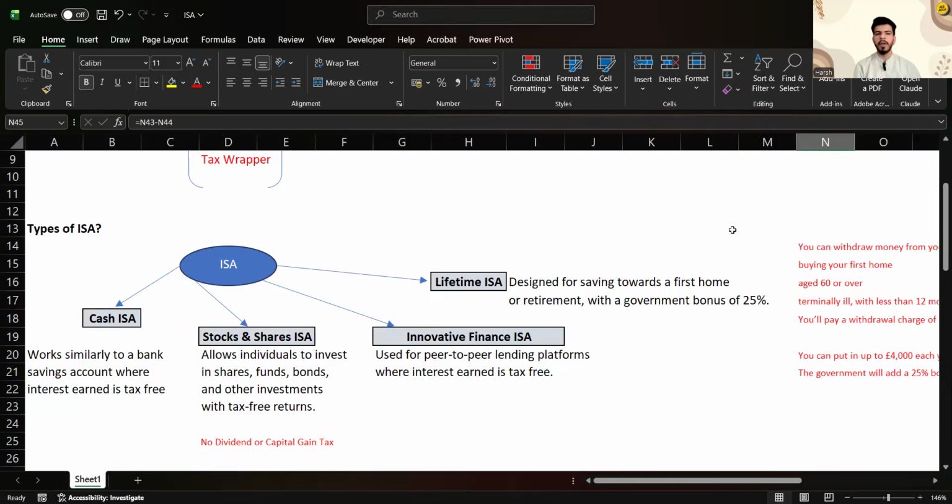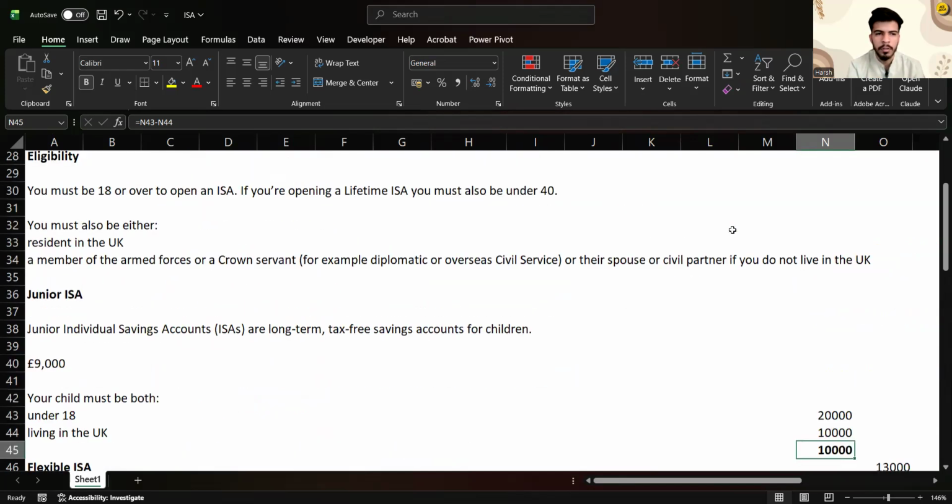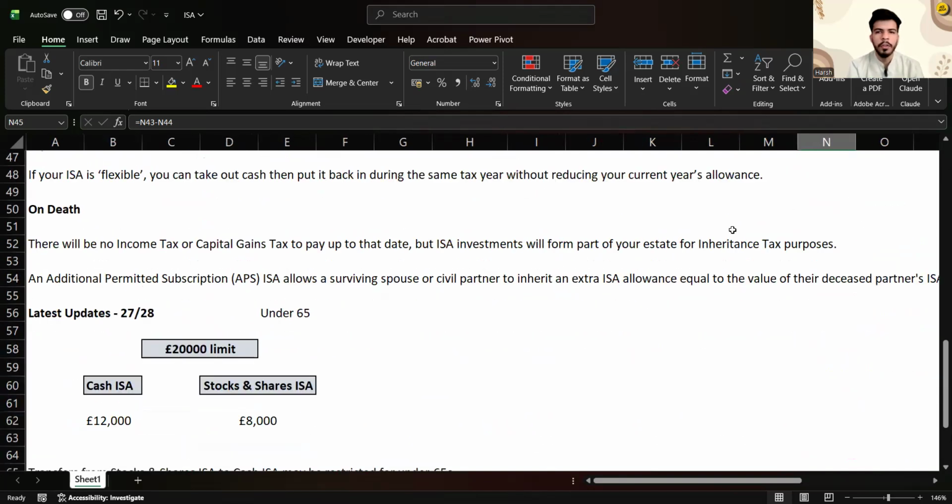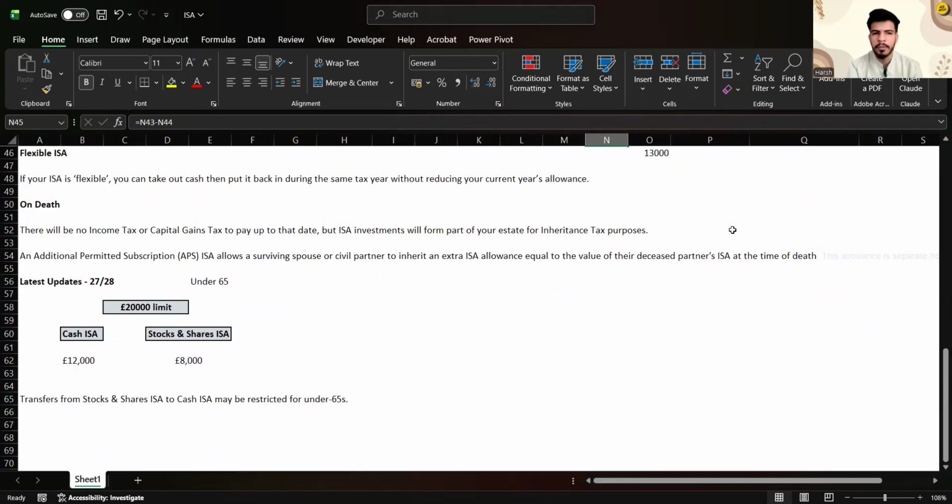Within these four types of ISA, you might be wondering what the allocation is. You can do allocation anyway, and you can make transfers in any of the ISAs during the year. On death, what happens? There will be no income tax or capital gains tax. So till death, there is no income tax or capital gains tax; you won't pay any tax. ISA is with you till your death, but there is still a part of IHT, because it will fall in part of your estate.